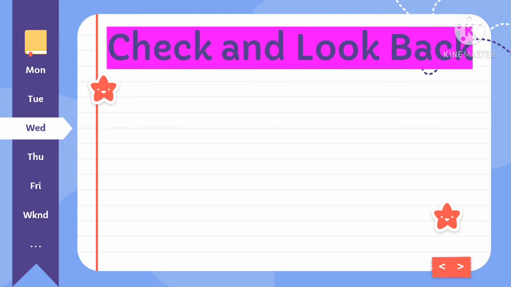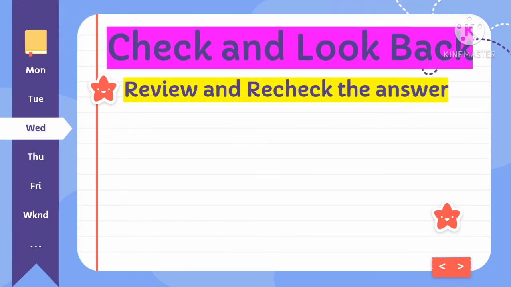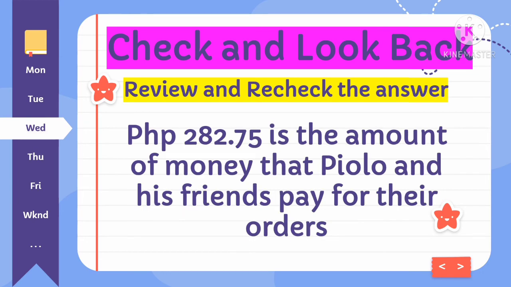So, let us check and look back. Review and recheck the answer. So, ang ating final answer is 282 pesos and 75 centavos is the amount of money that Piolo and his friends pay for their orders.